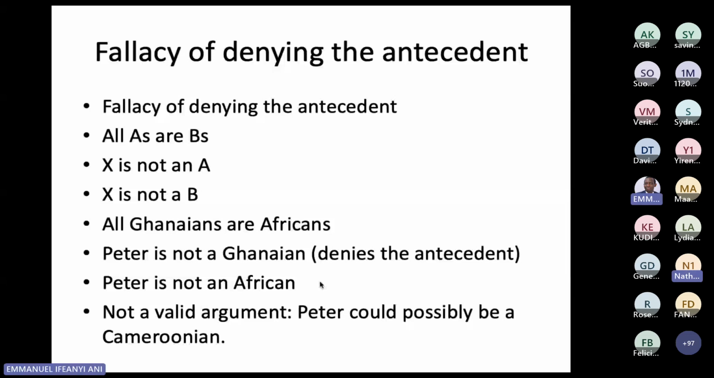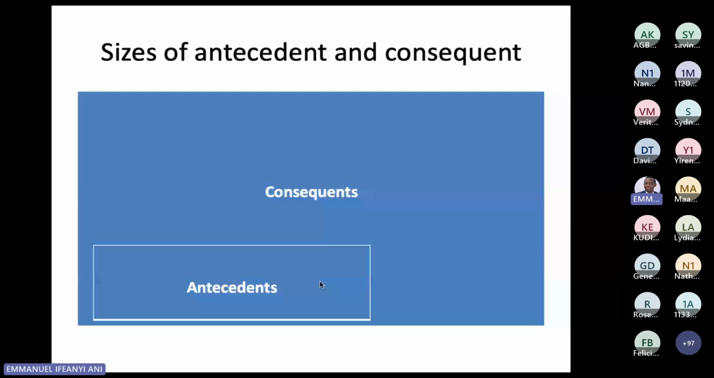So remember, the whole idea is about proofs and validity. To have validity requires proof. It has to be proven. Anything that cannot be proven falls short of validity. So we've seen these two boxes, consequent and antecedent. The consequent box is larger than the antecedent box. The African box is larger than the Ghanaian box.